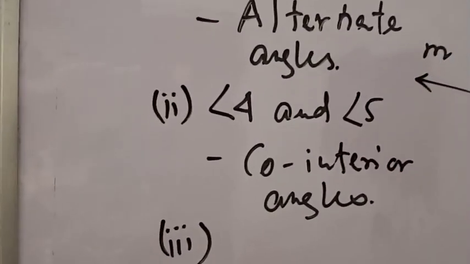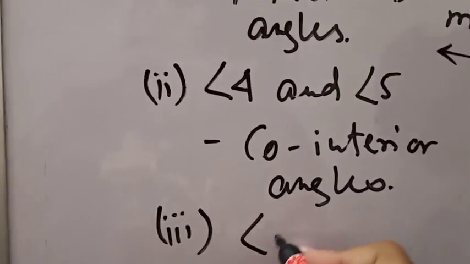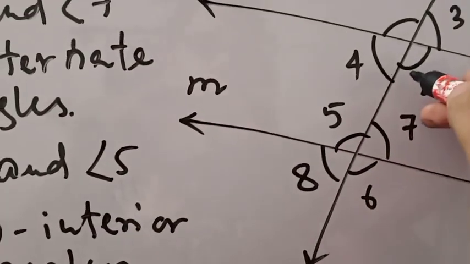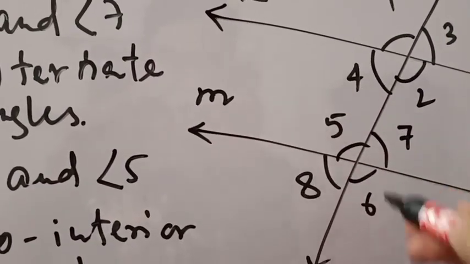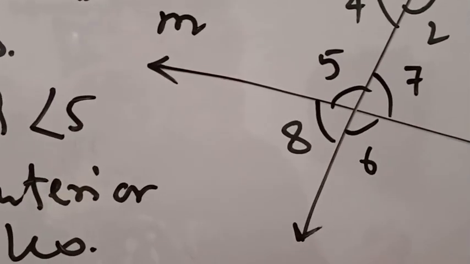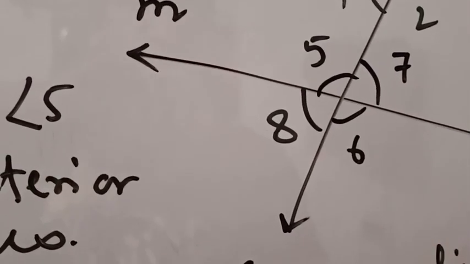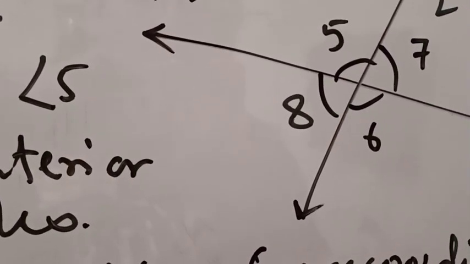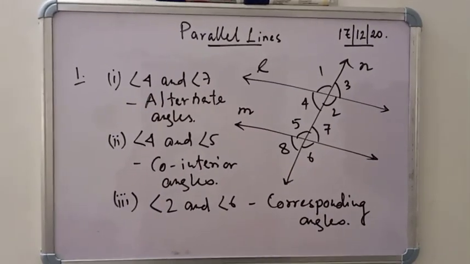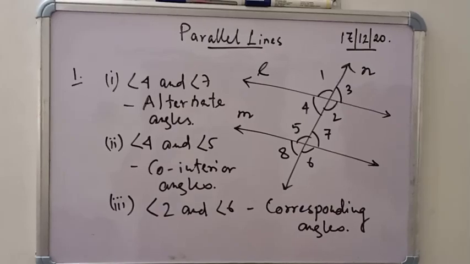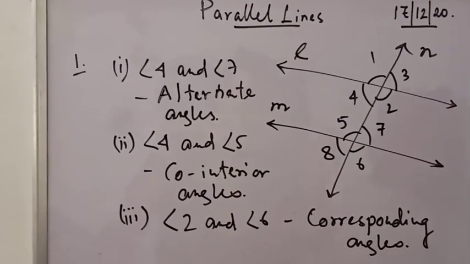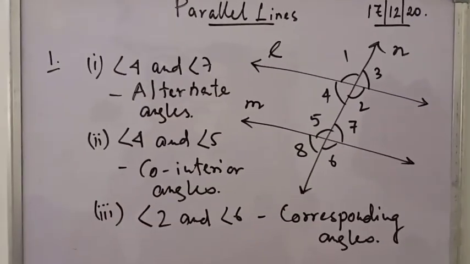Now number 3, angles 2 and 6. See that this is 2 and this is 6. So what is this? These are corresponding angles, okay. So these are the corresponding angles, 2 and 6. This type of question comes in the exam, so you have to figure out which angle denotes which type, okay. Now, go to the next one.